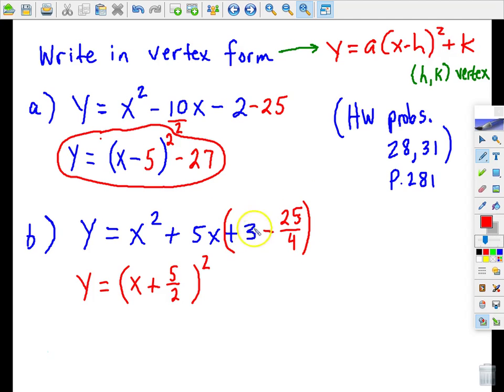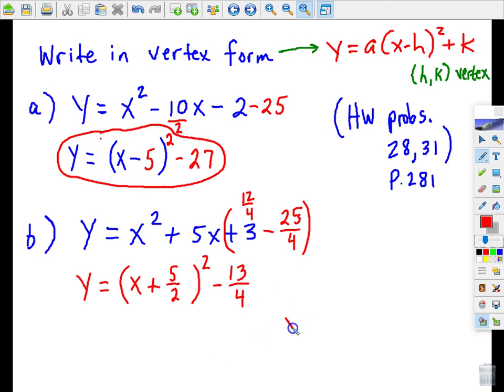Now this is going to involve converting 3 into a fraction that has a denominator of 4, but that's not too bad. That's just 12 over 4. So if we think of 3 as 12 fourths, then 12 fourths minus 25 fourths is negative 13 fourths. So there's our vertex form.